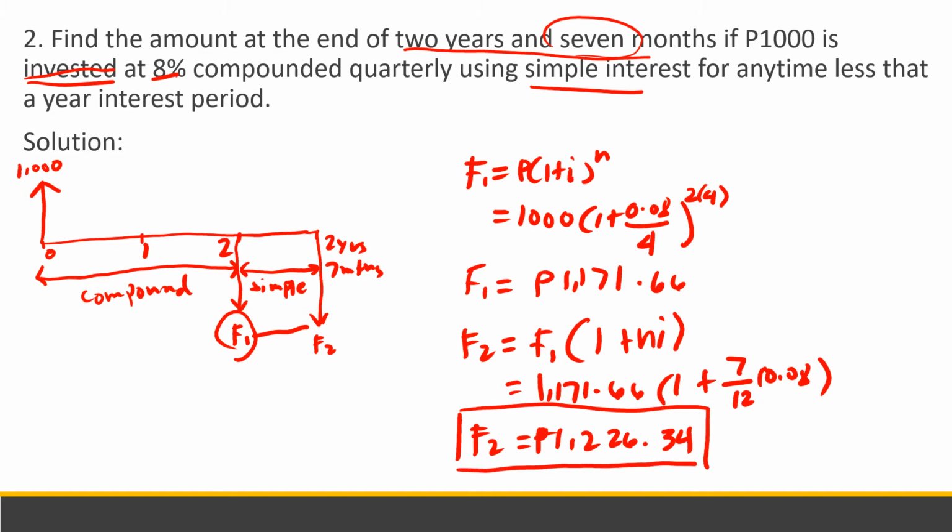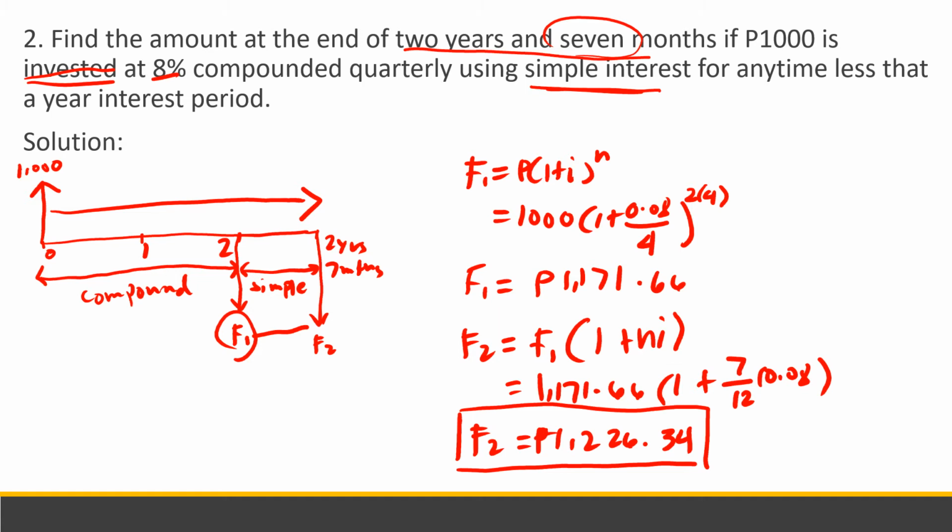So after 2 years and 7 months, yung invested amount na 1,000 is magiging 1,226.34. So hindi natin pwedeng gawin na yung 1,000 is diretso na siya dito sa 2 years and a half kasi dalawang process yung dinaanan natin. So from compound, then since yung 7 months is less than a year, so hindi natin ma-apply yung compound interest. So ang instructed dun sa problem is gagamitan ng simple interest. So nag-stop tayo sa second year.